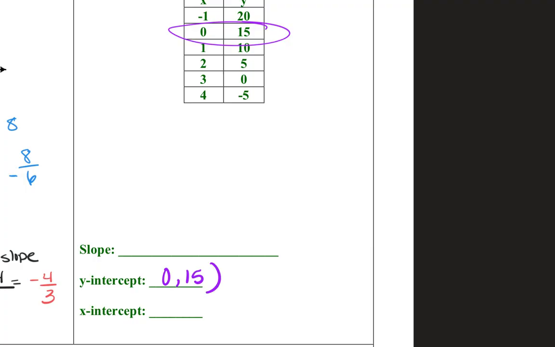And Emily, because you're her friend, I'm going to call you now. So what's the x-intercept? 3 and 0. She stops being your friend. I'm sorry. Just kidding.